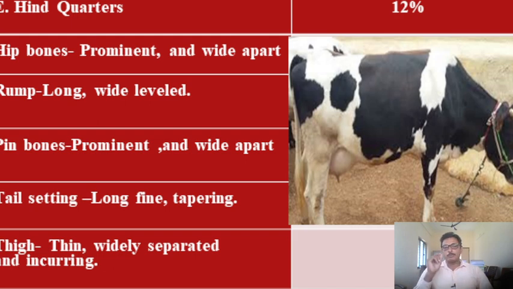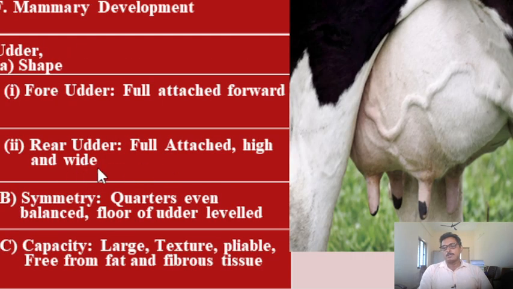And also the pin bones should be prominent and wide apart. The pin bones also. And if you see the tail, the long fine tapering tail should be there. We have to see about the line, the long fine tapering tail. And the thigh should be thin, widely separated, and incurving. Those are the characters which we have to see for a good animal. This is about the hind quarter, which has 12% of marks for the selection of a good or high yielding animal.